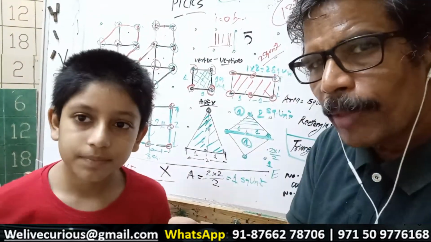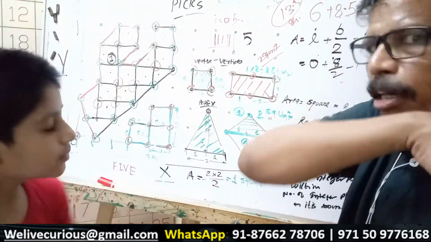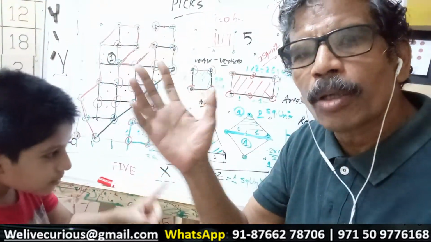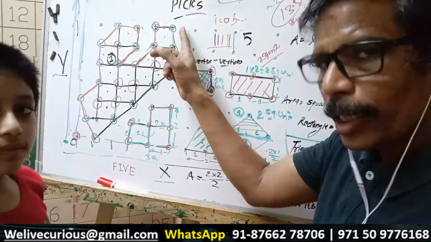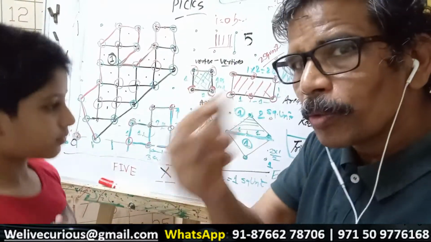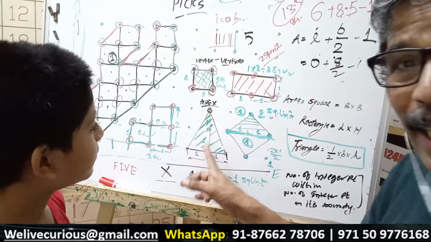You know how to make it half, how to take away 1. You can use Pick's theorem. Give us any figure where the vertex is an integer value, and we will give you the area. Bring it on. Can we do this?